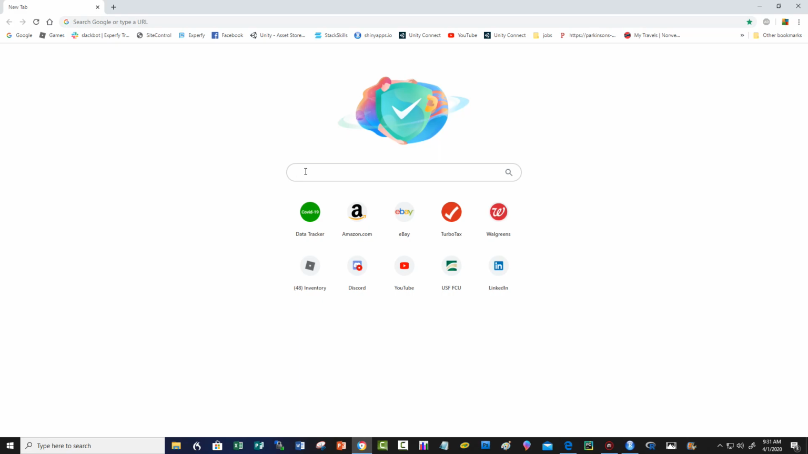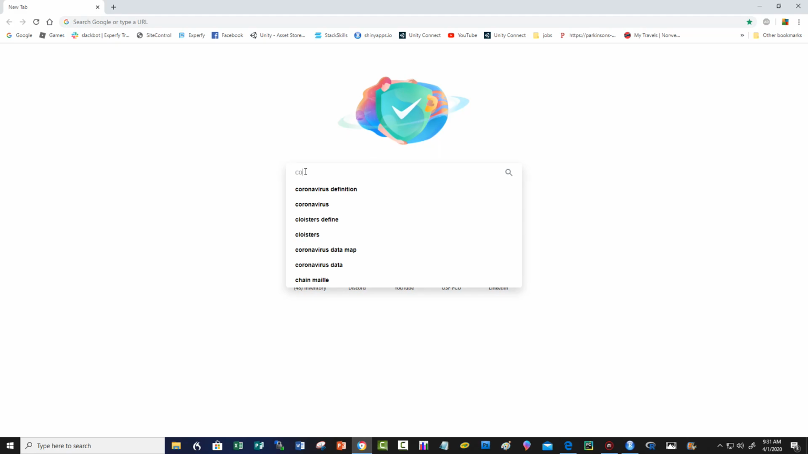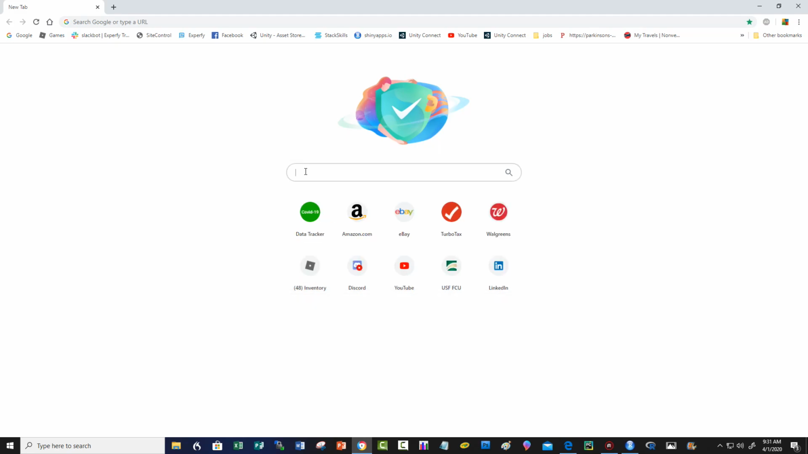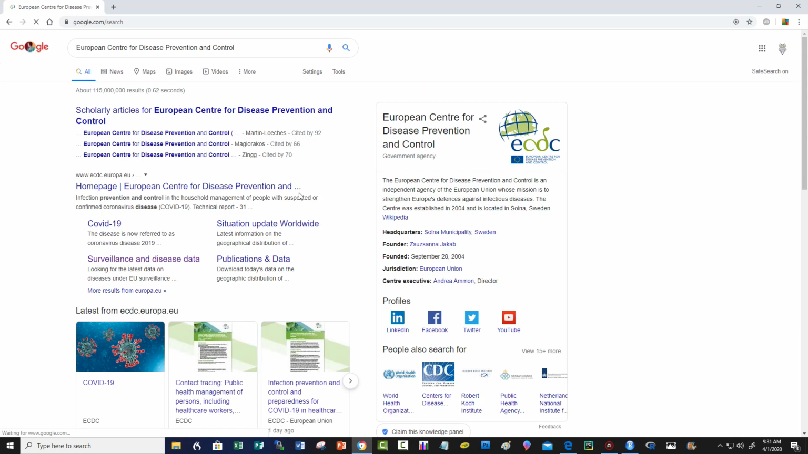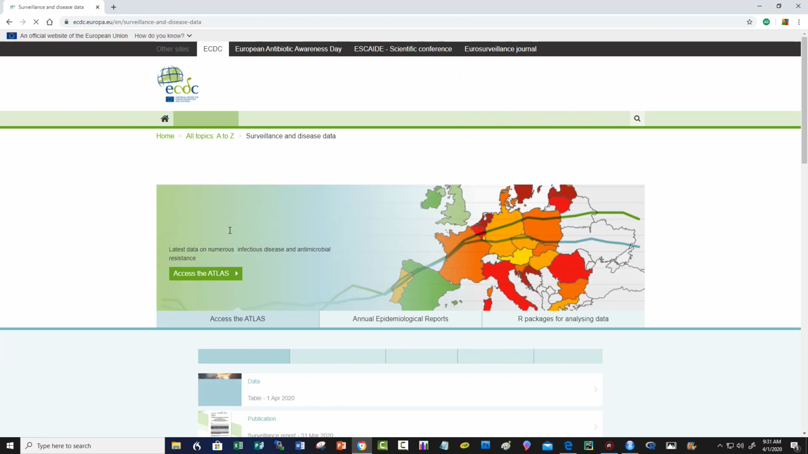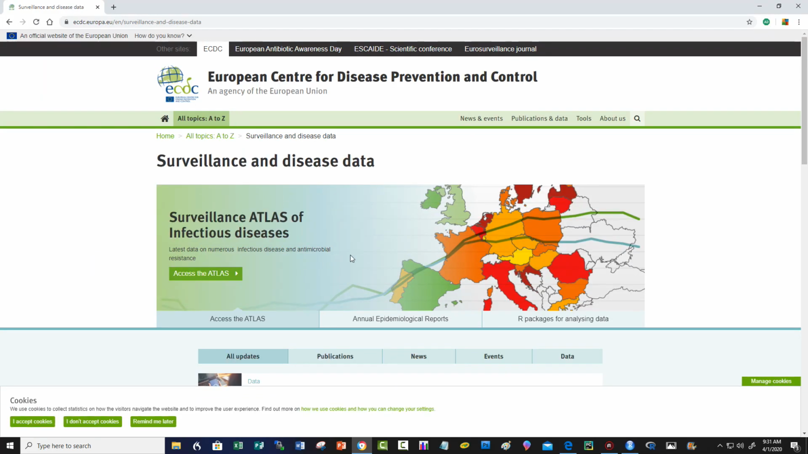So the data I've been using, go ahead, I want the Eastern European, there we go, the European Center of Disease Prevention and Control. The reason I want you to go here is because you can get the most recent updated data. And let's go ahead and look at it. I'm going to do some analysis on it.